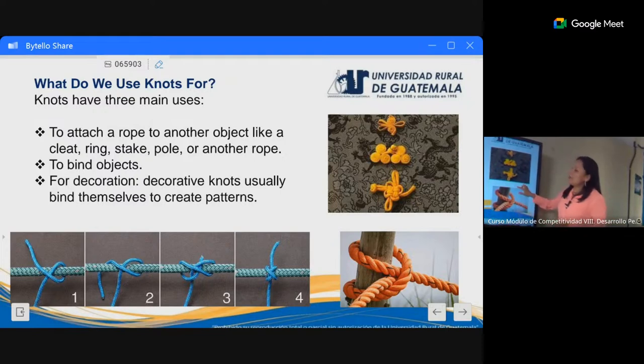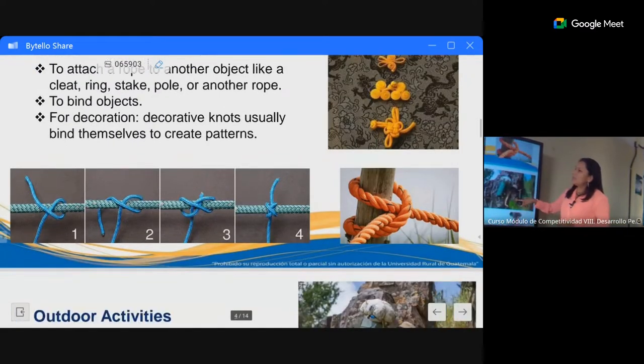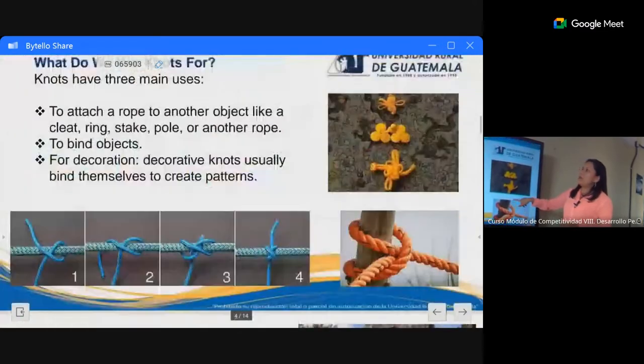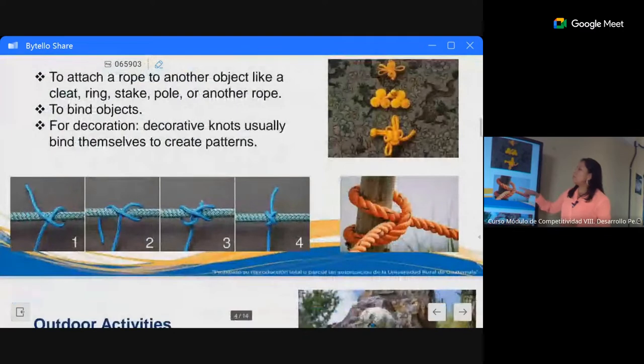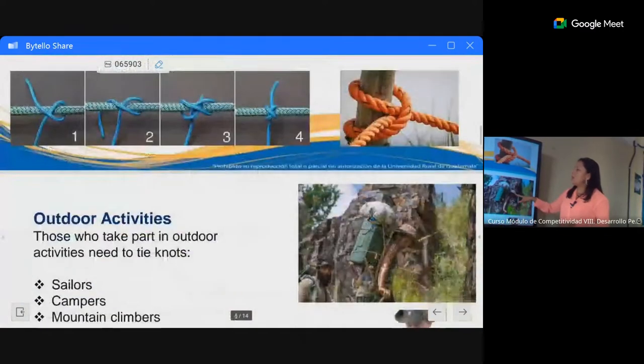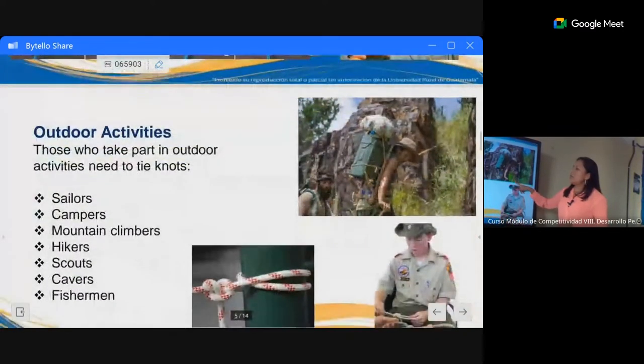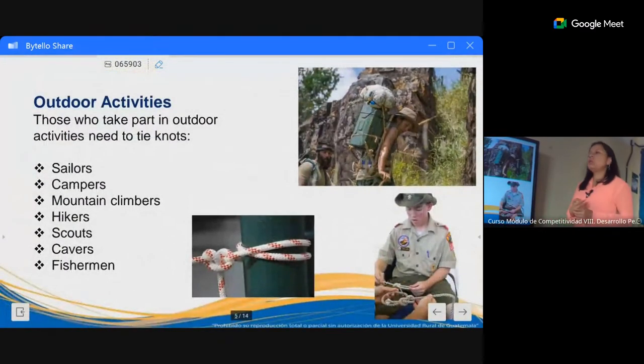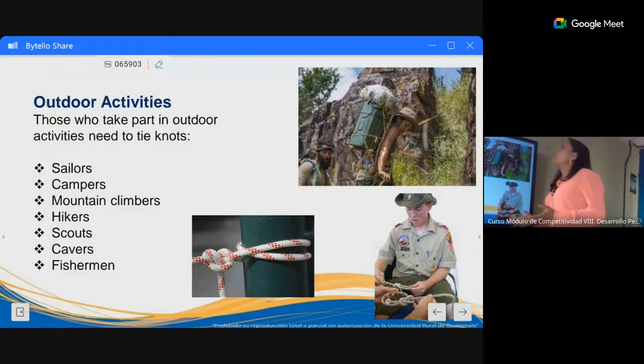Okay, now here it says, so what are the uses for knots? As you can read here, these are the three uses. And also here we're going to see what professions or jobs, or where we are going to include knots in our daily lives. So here it says, outdoor activity.